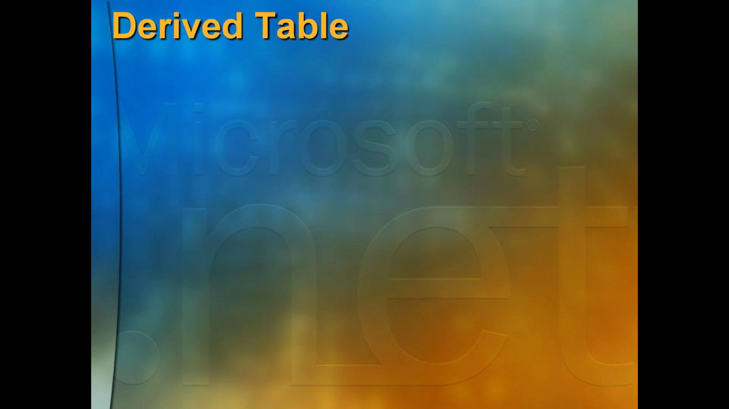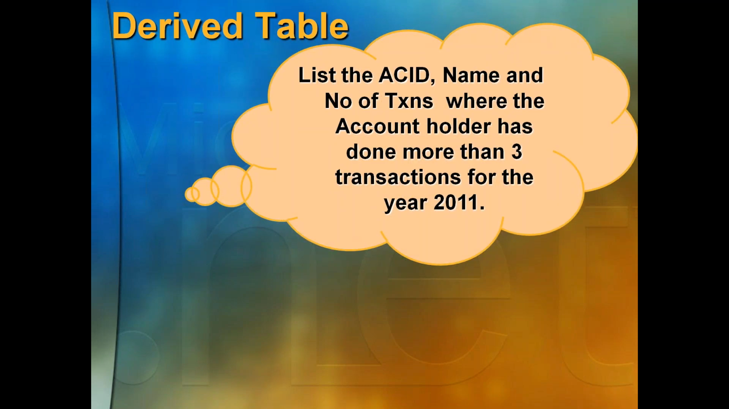Now, this is one logic requirement. For this requirement, you need to write a logic. List the account ID, name, and number of transactions where the account holder has done more than 3 transactions for the year 2011. So, you can easily join two tables. Why can we easily join two tables? Because account ID and name are available in the account master table.